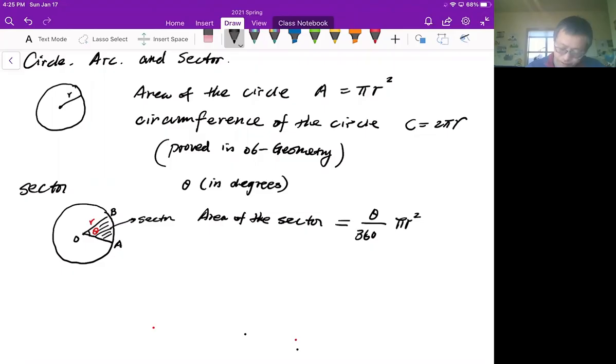And then we can have the arc length. Let's talk about the arc length of AB. What's the arc length of AB? Well, the arc length is not the actual distance from A to B, because the actual distance from A to B would just mean a direct line segment, but it's not.